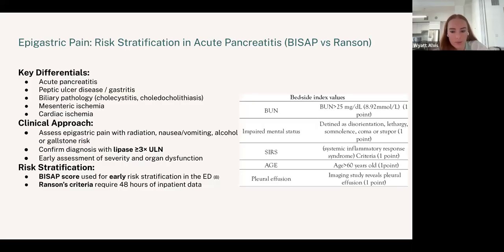So when you look at the BISAP score, scoring 0 to 2 is classified as lower mortality at around less than 2%. And then a score of 3 to 5 is associated with a higher mortality rate. Although Ranson's criteria, which is still used and I've used before, is of course well established, it does require 48 hours of inpatient data, which does limit its use in the ED. So specifically in the ED setting, we don't use Ranson's criteria because the BISAP score provides early actionable risk stratification at the point of care.